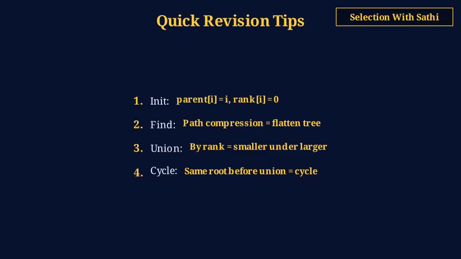Either works. Third, path compression halving is an iterative alternative. In a loop, set parent of x to grandparent. Same amortized complexity. Fourth, GATE loves DSU for cycle detection in undirected graphs and as a subroutine in Kruskal's MST.